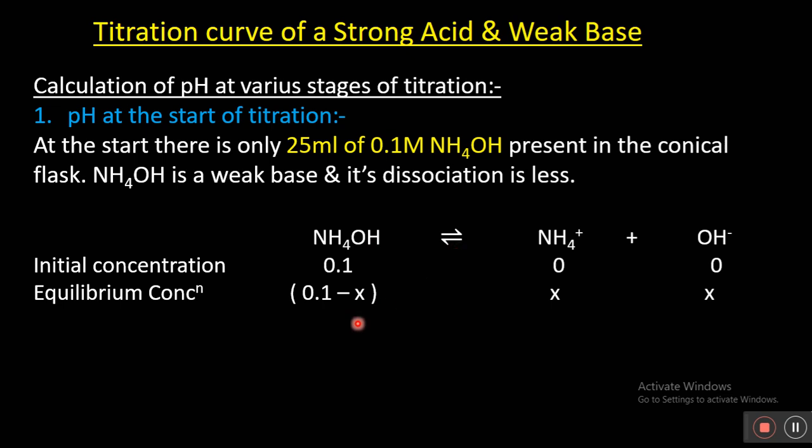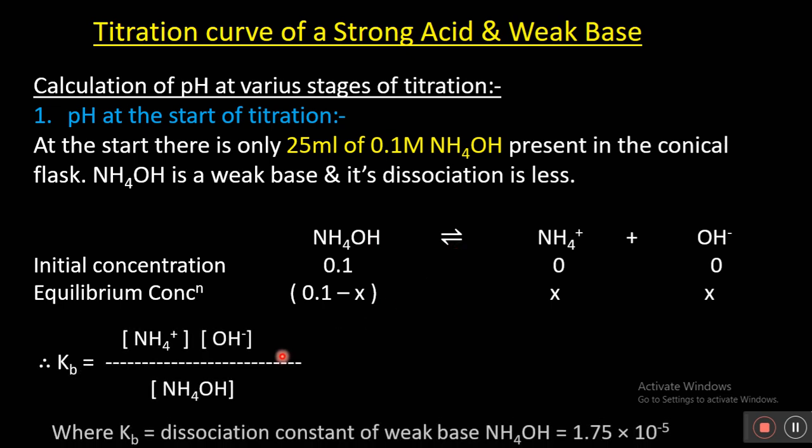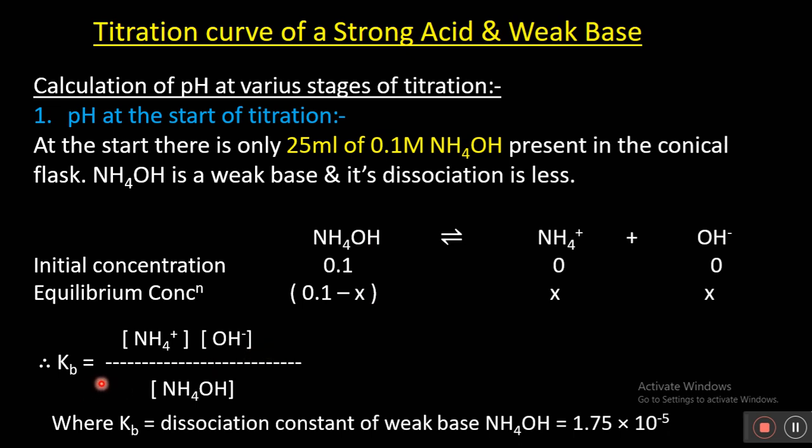At equilibrium, according to the law of mass action, Kb is equal to the concentration of products upon the concentration of the reactant. Here the products are NH4 plus and OH minus and the reactant is NH4OH. This Kb is the dissociation constant of weak base NH4OH, ammonium hydroxide, and its value is 1.75 into 10 raised to minus 5. The same value is for the weak acid, acetic acid, 1.75 into 10 raised to minus 5.